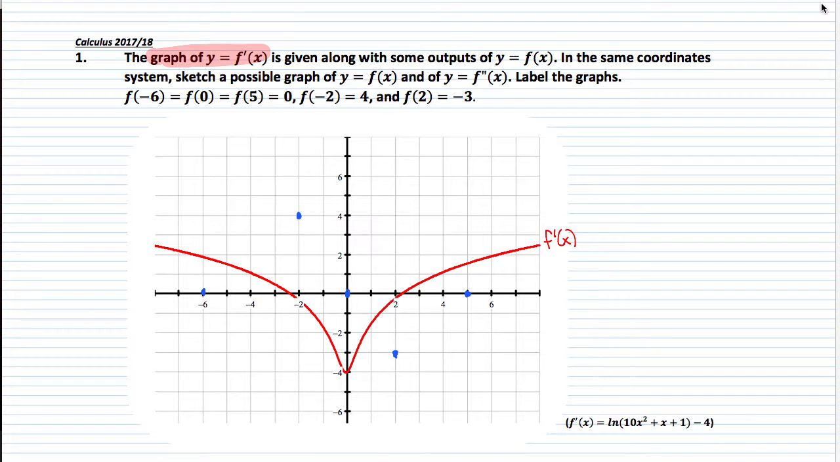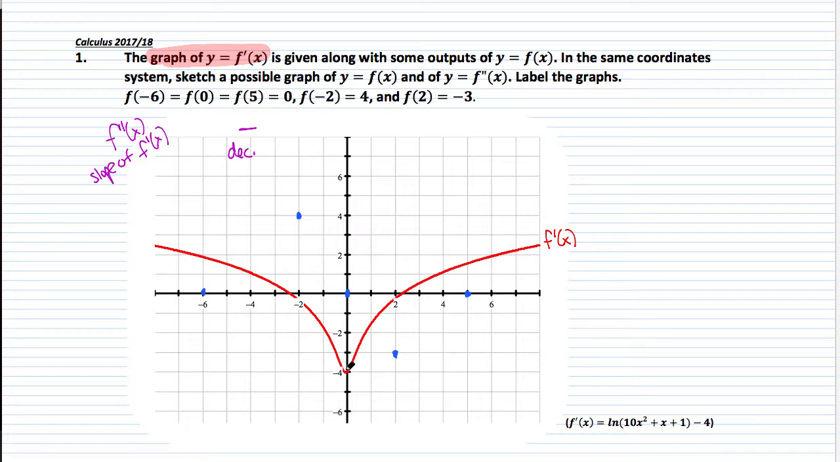Just like we did in class, I'm going to start by talking about f double prime. When I'm talking about f double prime, I'm looking at the slope of my f prime of x function, so the slope of this red line. For this entire section on the left, it is a negative slope, and that negative slope is decreasing.